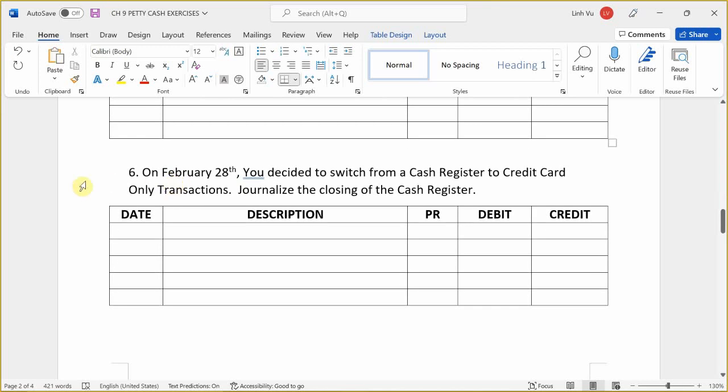Number 6, if on February 28 you decided to switch from a cash register to credit card only transactions, journalize the closing of the cash register.